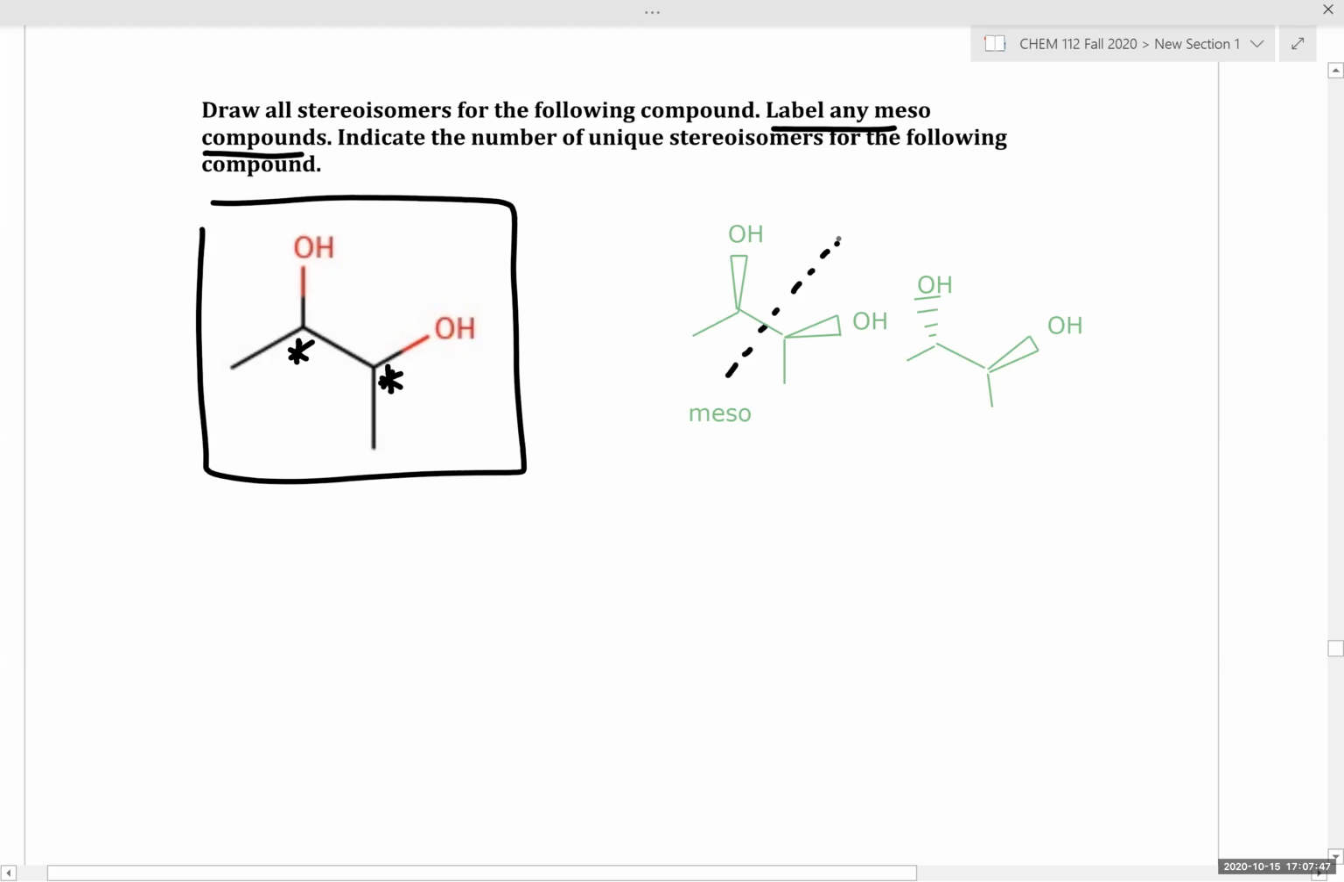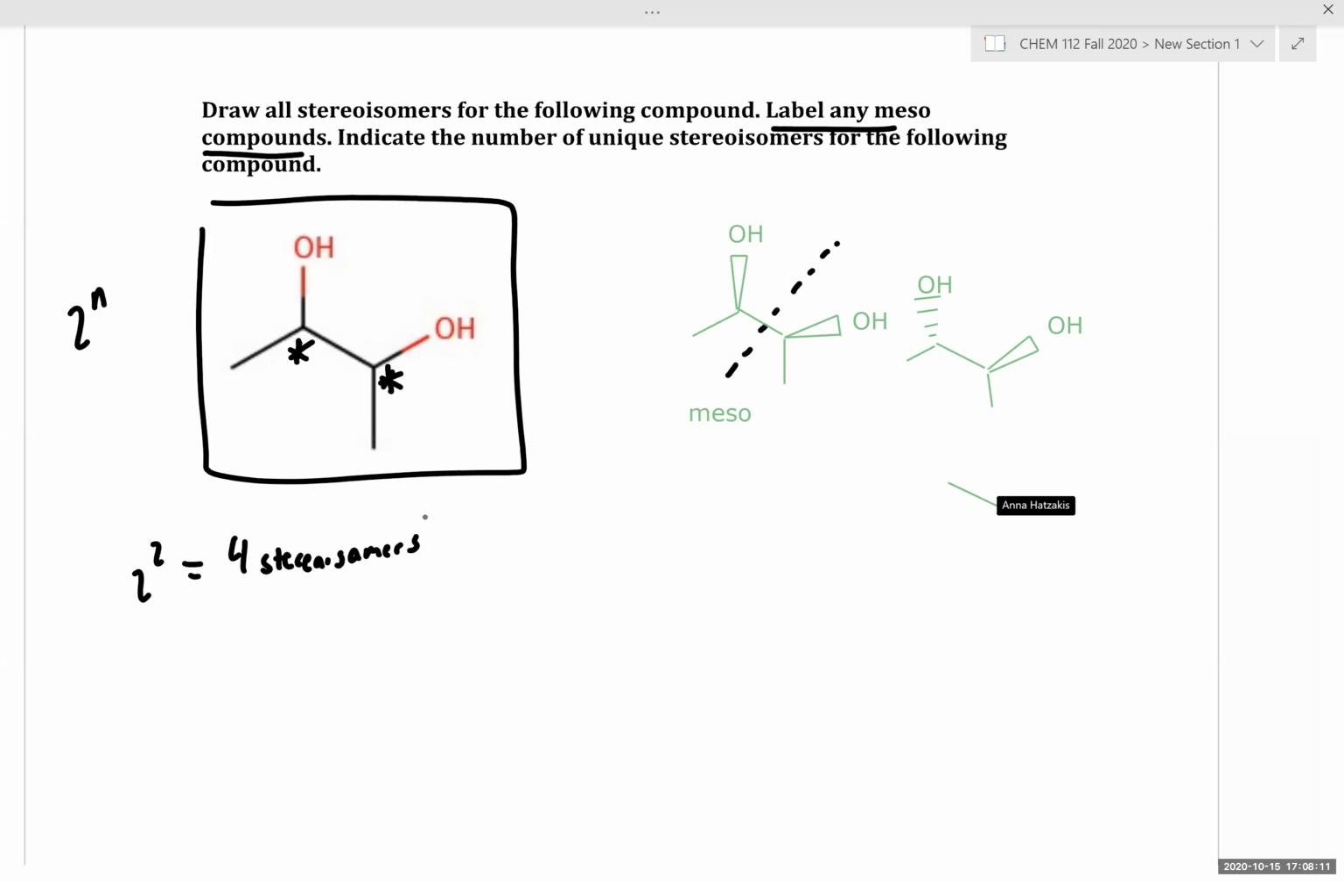Now, we're not quite done because we would expect 2 to the n stereoisomers, and 2 to the second would give us an expected number of 4 stereoisomers, assuming no meso compounds. So we still have 2 more structures to draw. So let's keep working on this example and let's try to draw out another set of structures.